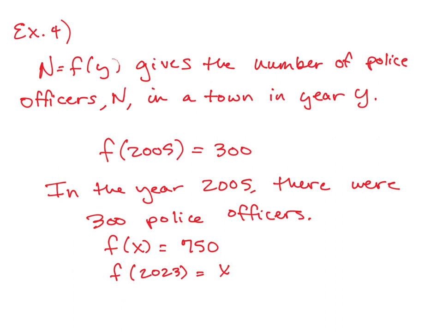So the first question was asking, in what year is there an output of 750? The second question says, in 2023, how many police officers are there? Can you see that they're both using the same data set, but asking two different questions? Cool? Okay, moving on. I think we're handling this.